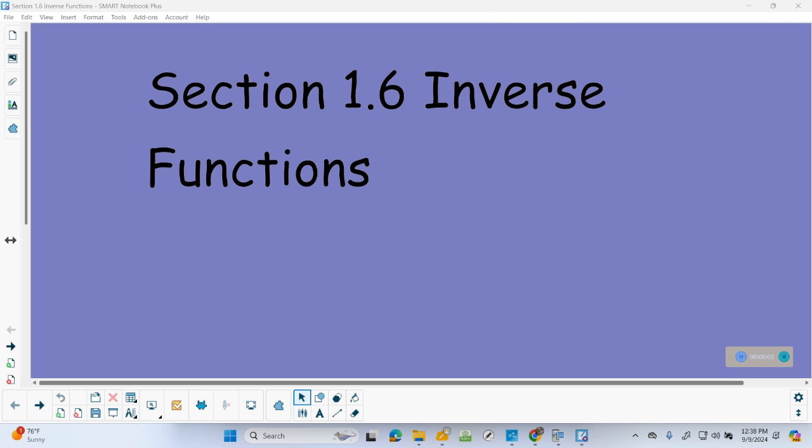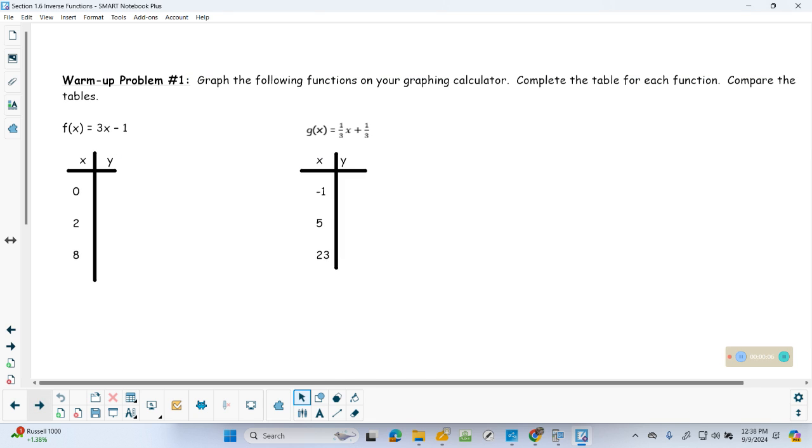So inverse functions, our last section of this chapter, everything and anything about functions. Let's get into it. Now, here you go. You need your graphing calculators out, just like it says. Graph the functions on your calculator. Complete the table for each function. So there's really no real work that you have to do except type those in and fill in the table.